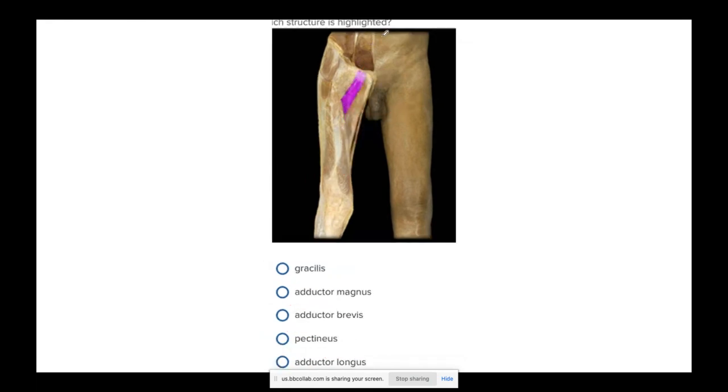So what is this structure highlighted? This one is going to be the pectineus. Okay. This one here, gracilis. This one here, sartorius. And then the four in the front would be the quadriceps.